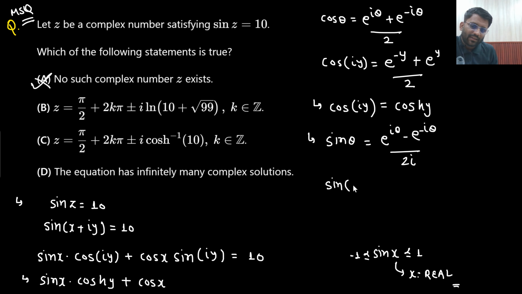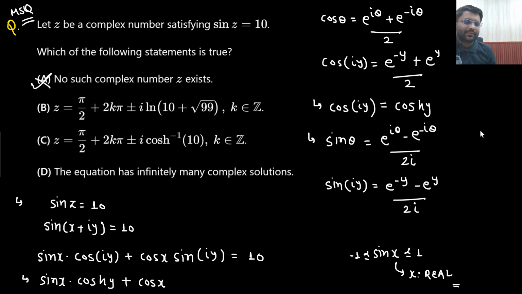So what will be sin iota y? In place of theta, you need to put iota y. This will become e to the power minus y. Here you need to put iota y, so this will become e to the power y, divided by 2 iota. I hope it is understandable to you. Nothing wrong here. What would this be equivalent to?